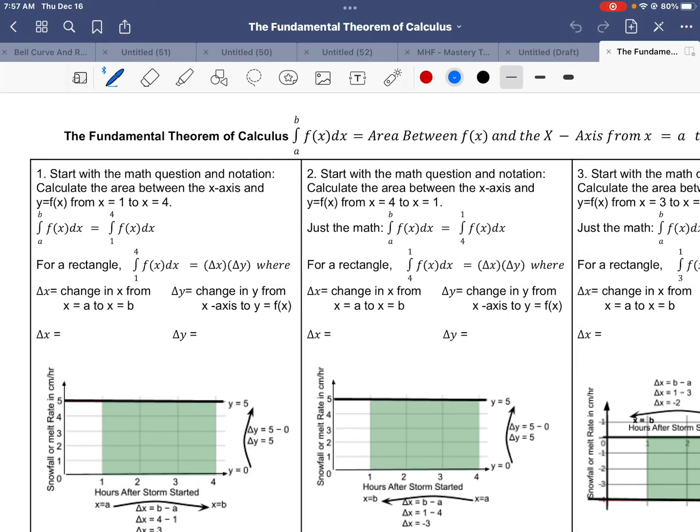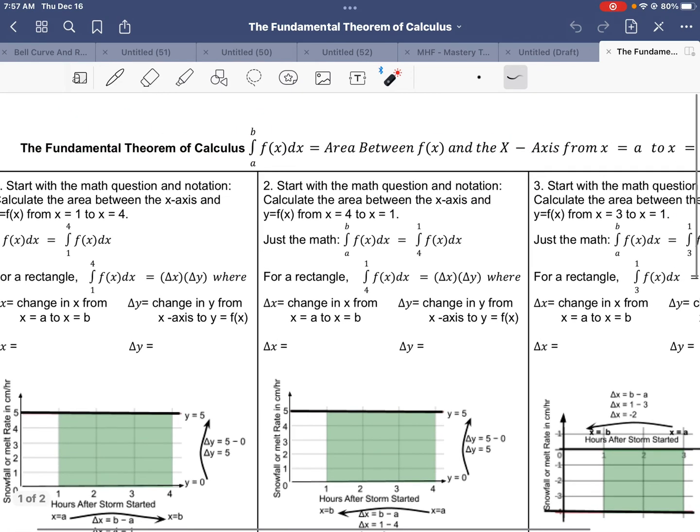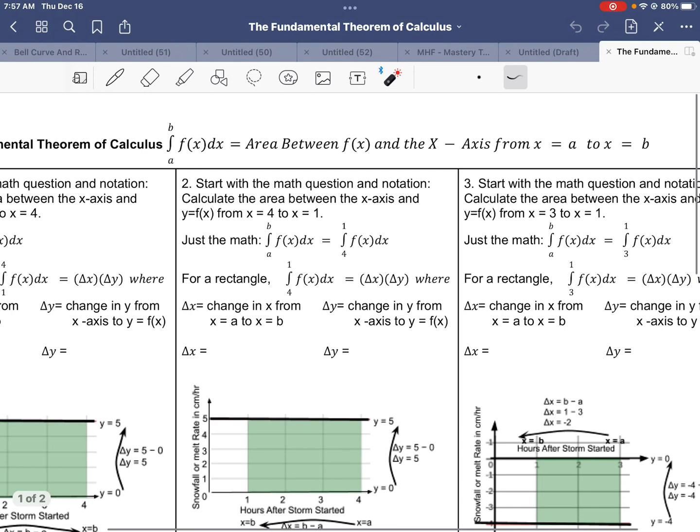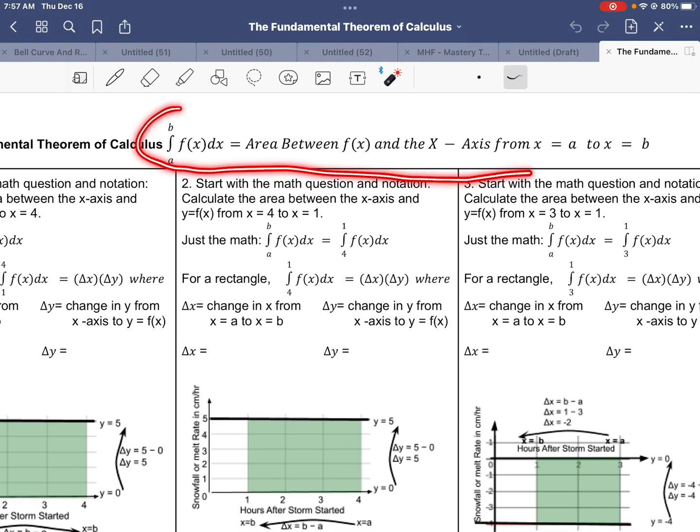Our screencast today will be on what's called the fundamental theorem of calculus, okay? The fundamental theorem of calculus allows us to determine area under curves, but it has some really specific and precise meanings and precise notation. And so that's what we're going to try and develop today.